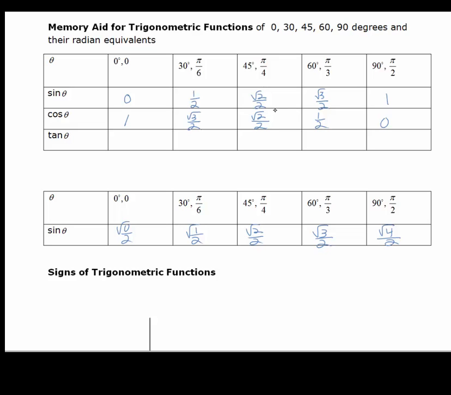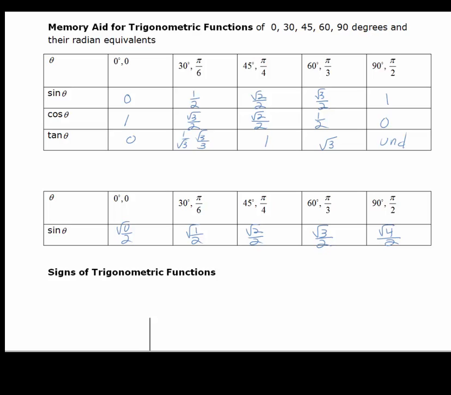Now to find the tangent, you would just take the sine over the cosine. And so 0 over 1 is 0. 1/2 over the square root of 3 over 2. Remember the shortcut, you have to multiply by the reciprocal, but the 2's would cancel. So it would be 1 over the square root of 3, or the square root of 3 over 3. Anything over itself is equal to 1. The square root of 3 over 2 over 1/2, when you simplify that, you just get the square root of 3. And then 1 divided by 0 is undefined, UND, or you can use a 0 with a line through it.